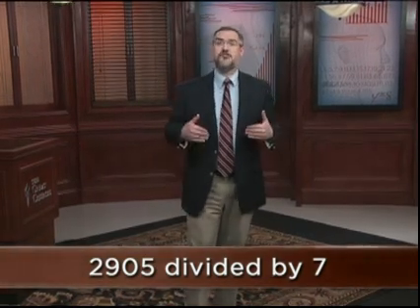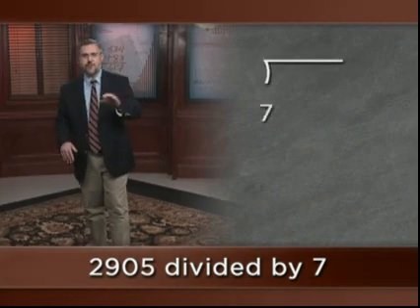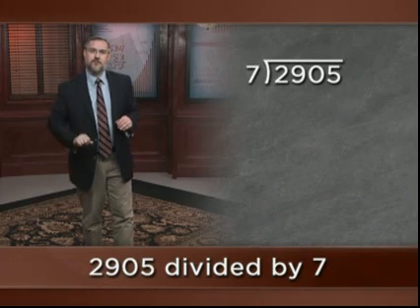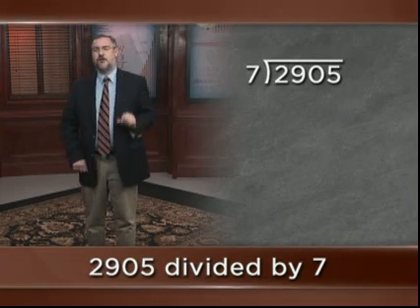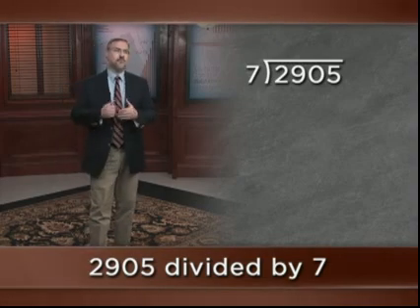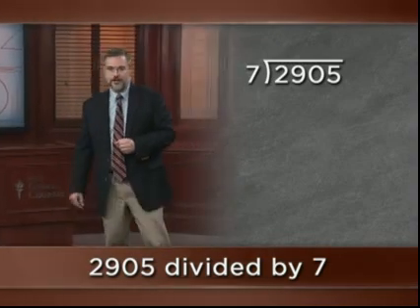So we're going to start by setting up our problem, writing our parenthesis, writing our horizontal line, writing the 7 outside, that's our divisor, writing 2,905 underneath the horizontal line. Now, we begin the process in the usual sort of way.